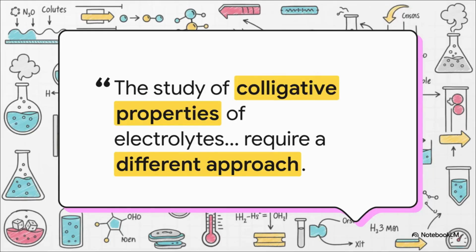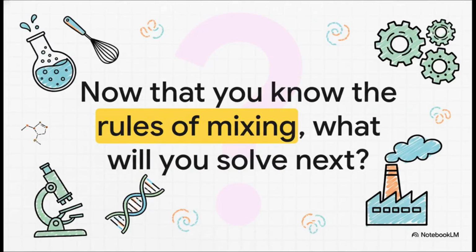So, really, the big takeaway here is that electrolytes punch way above their weight. They have this supercharged, magnified impact on solutions because they break apart and create more particles. And the Van 't Hoff factor, i, is the simple but brilliant tool that lets us measure and predict that impact. So, from what you cook in the kitchen, to how your own body works, to huge industrial processes, these fundamental rules of mixing are happening all around us, all the time. The next time you see salt being spread on an icy road, you'll know exactly what's happening at the molecular level. So, now that you know the rules, what everyday puzzle are you going to solve next?